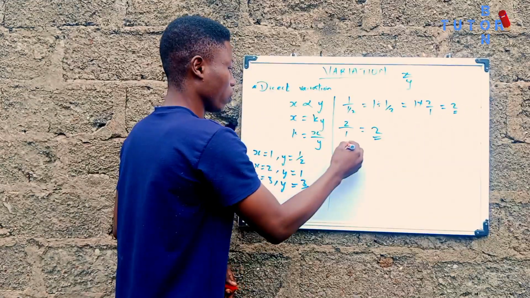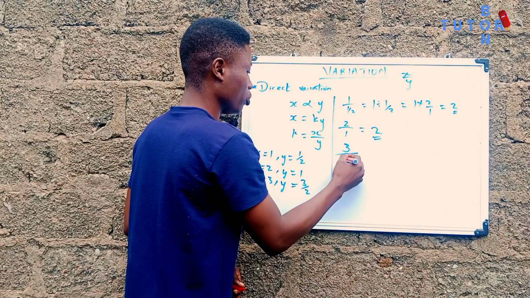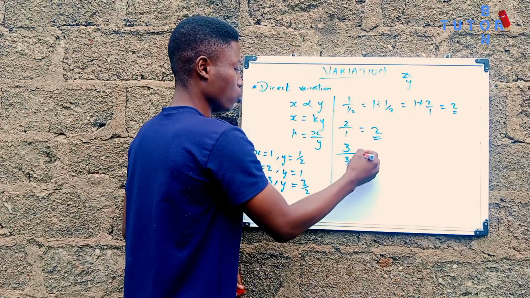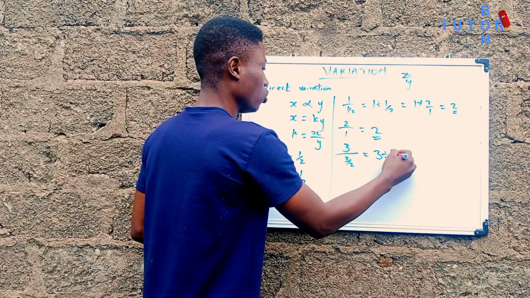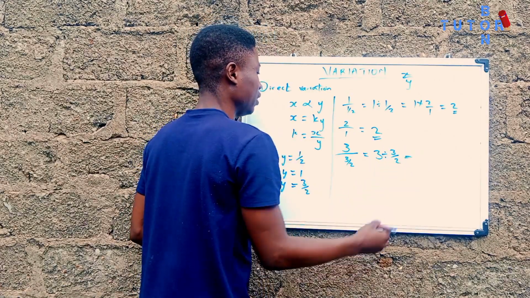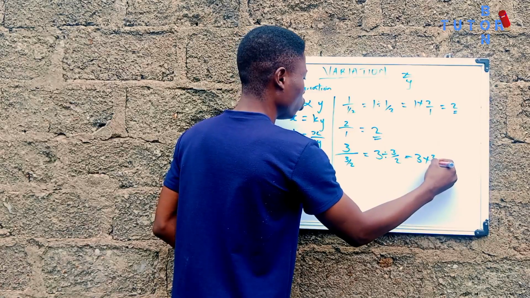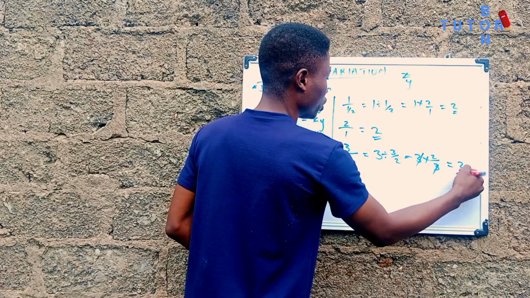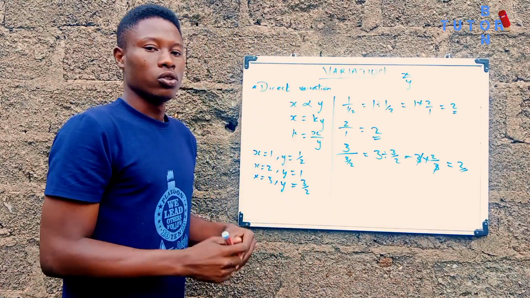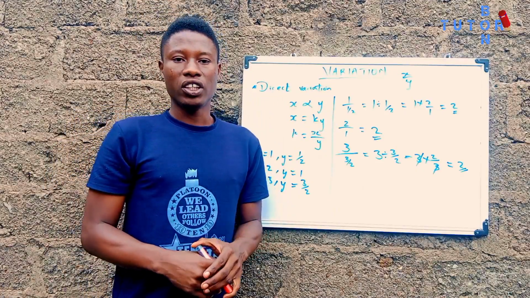When your x equals 3, you have your y equal to 3 over 2. You can write this as 3 divided by 3 over 2, which is the same thing as 3 multiplied by 2 over 3. The 3 here cancels the 3 here, and you're left with 2. So that is how a direct variation works.